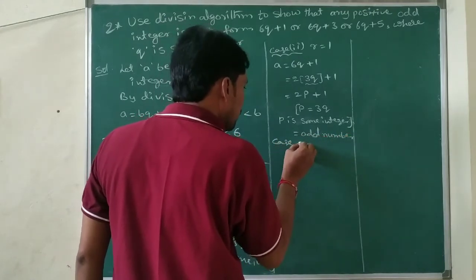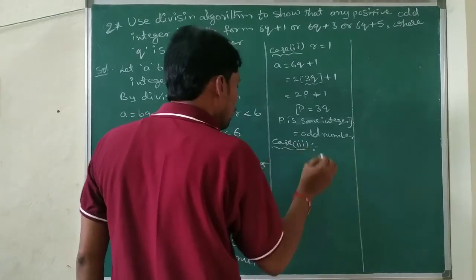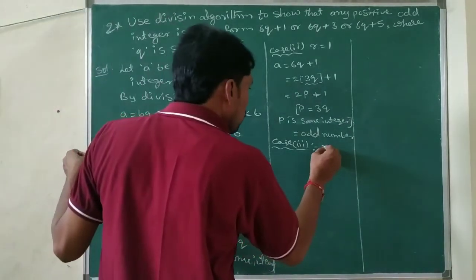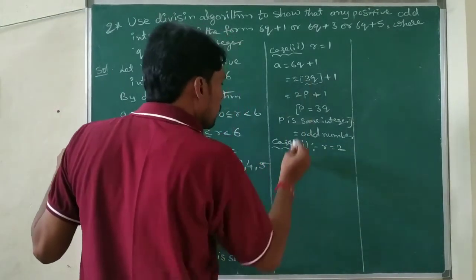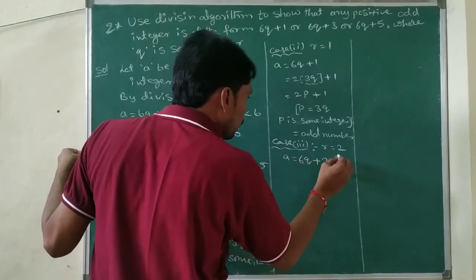Next, case number 3. So what is case number 3? The r value we need to take is 2. So r equal to 2 means a equals 6q plus 2 we are getting.